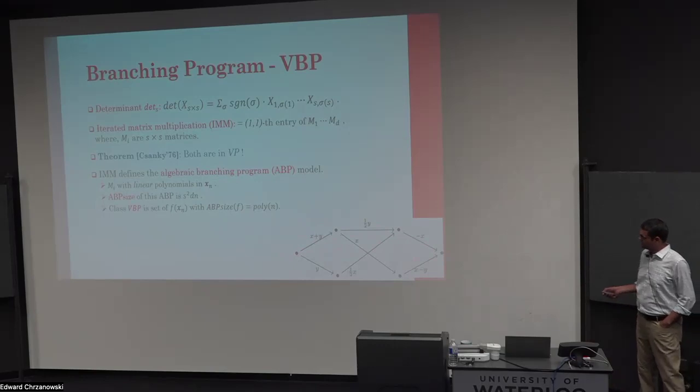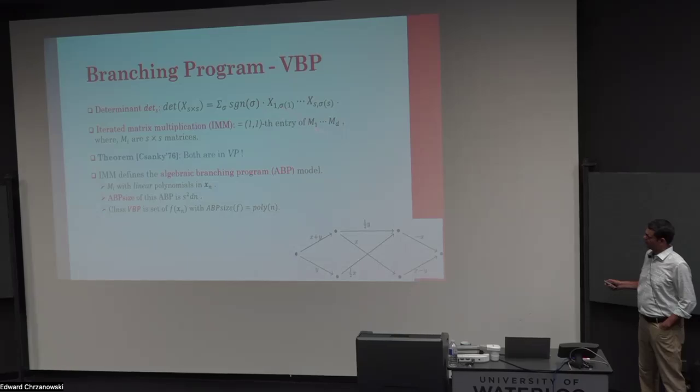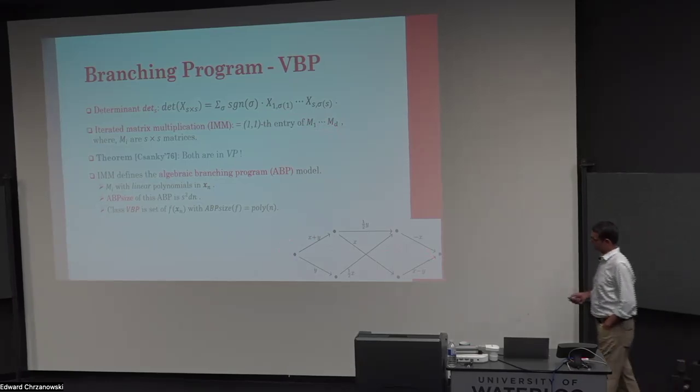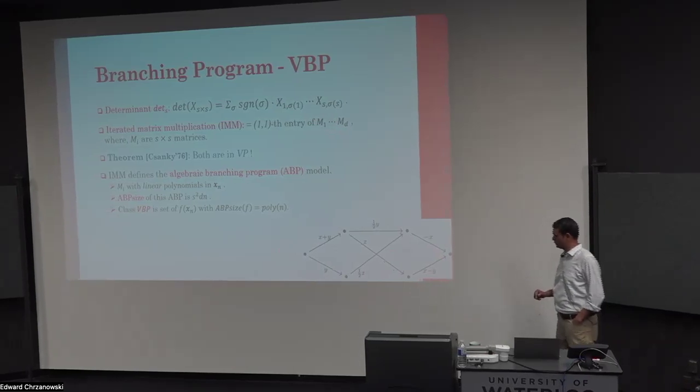Why is this IMM equivalent? It's not very hard to see. Matrix multiplication, the way it is defined, is exactly doing this. It's actually giving you all the paths and then summing it up. So these are the three ways to see the same thing.